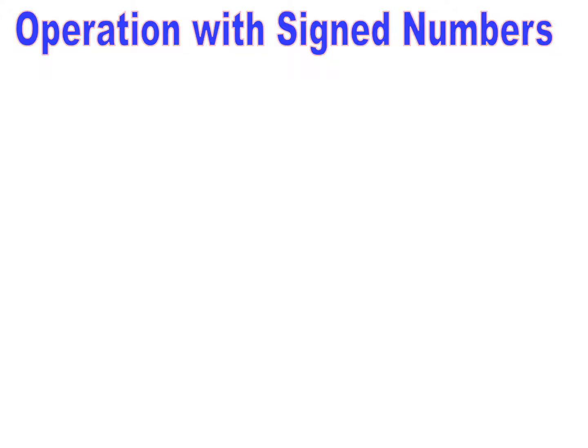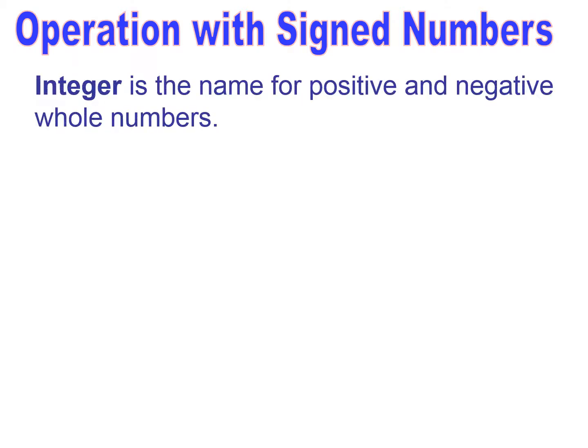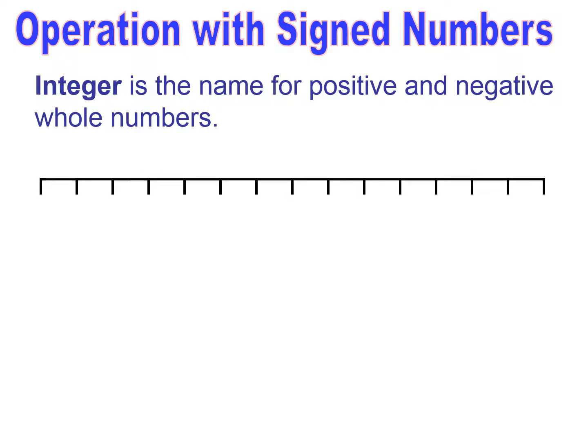Operations with signed numbers. We're going to be working with signed numbers. To start off, we want to define what an integer is. Integer is the name of positive and negative whole numbers. When we think of integers, we can use the number line.